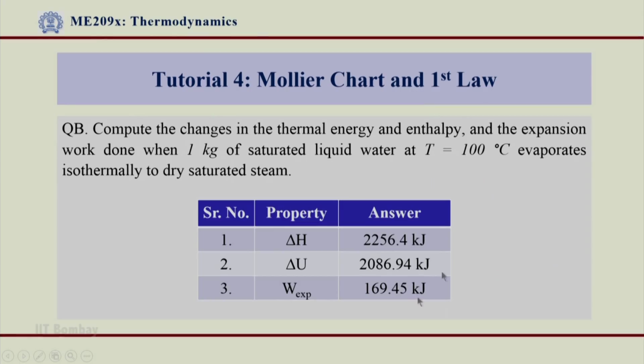Let us write those answers. The change in enthalpy is 2256.4 kilojoule, the change in thermal energy delta U is 2086.94 kilojoule, and the work of expansion is 169.45 kilojoule, which is a positive work done by the system. So this is the first problem that we have seen, where we use the steam table for the water substance and apply it to the first law of thermodynamics. Thank you.